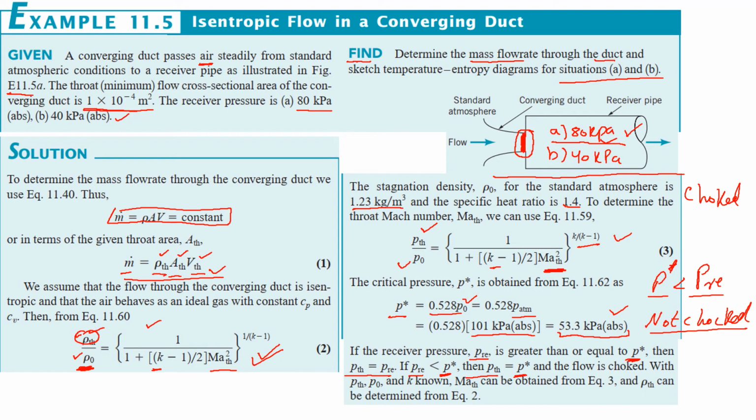So if we take a pressure value that is less than the critical pressure value, then nothing will happen. It will not have any significant effects in the flow. The flow will remain choked, so we will take the throat pressure as our critical pressure. But since our throat pressure is greater than the critical pressure, that's why we are taking our throat pressure as that of the receiver. So with P throat, P naught and K known, we can find the Mach number from this equation.